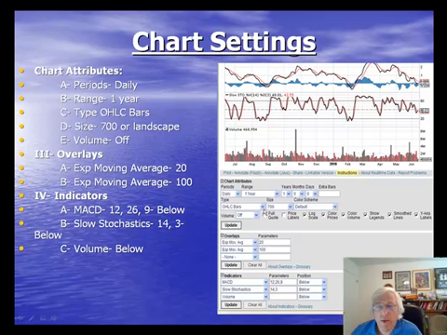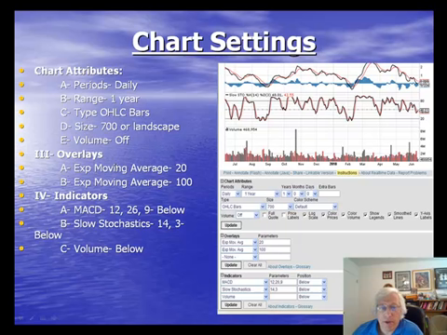Underneath that, I use OHLC bars. Many of you may prefer candlesticks. The size of the chart, you could put 700 or landscape. Underneath OHLC bars, volume off, what that means is the volume bars won't be on top of the price chart. We're going to set it up so that it's actually underneath the price chart.